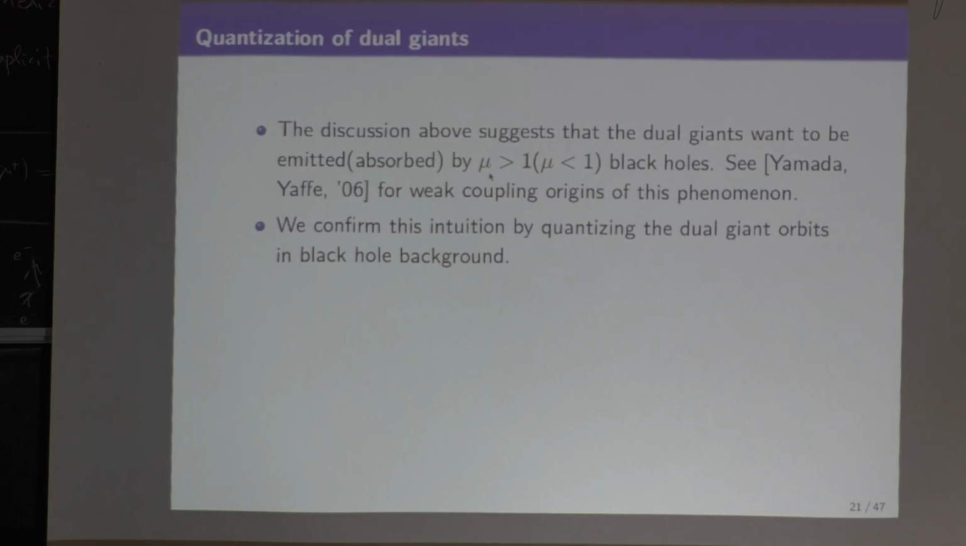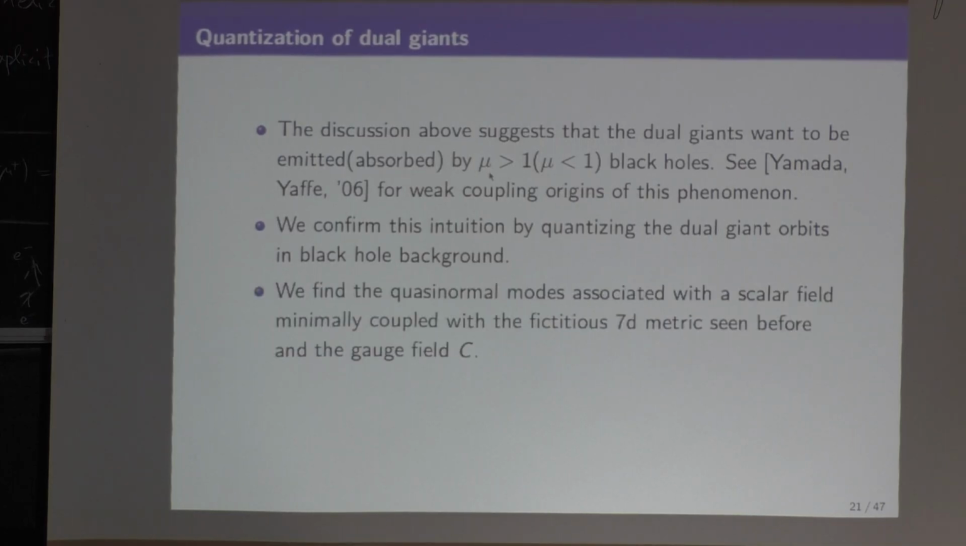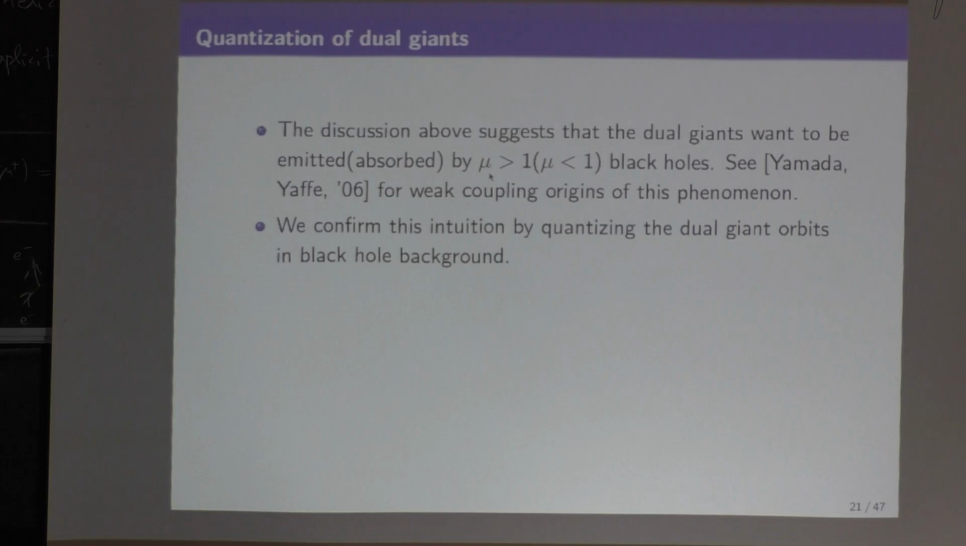Now the above analysis was purely classical, but we can also do a quantum mechanical analysis by quantizing the orbits of the dual giant graviton in the black hole background and confirm that this tunneling tendency is correct.